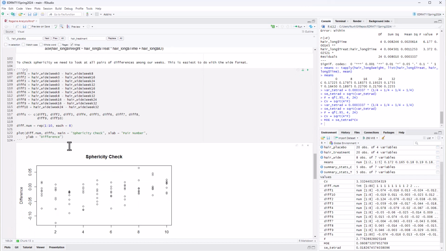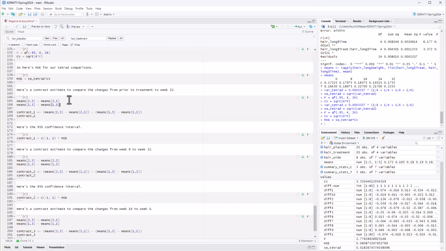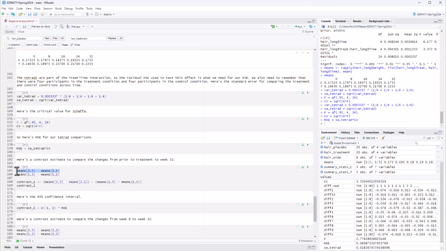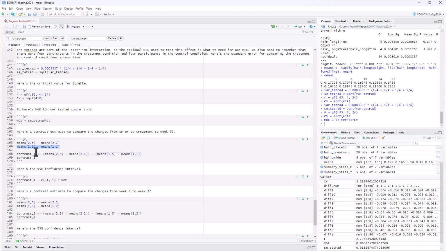And so I'm looking at differences. Look at what I've used here for my matrix. I'm using row 2. Let's start with this one right here. Row 2, column 5, and subtracting row 2, column 1. Well, let's look at what that is. Here's row 2, 5. That's treatment week 32. Row 2, column 1. That's week 0. So that first one shows me how much weight gain there was. That's hair weight. How much weight gain there was from the start of the study to the end of the study. Similarly, this next one is showing how much weight gain there is from the start of the study to the end of the study. And then I take and create my tetrad contrast, which is the difference in the weight gains. So let's go ahead and do that.